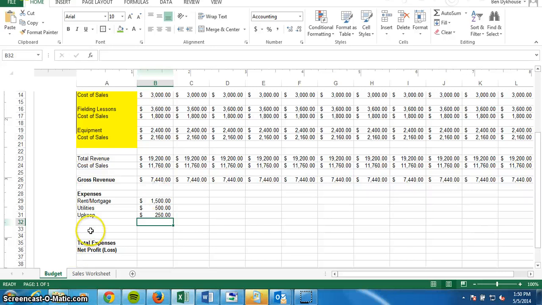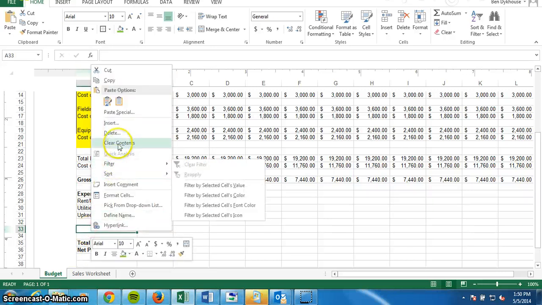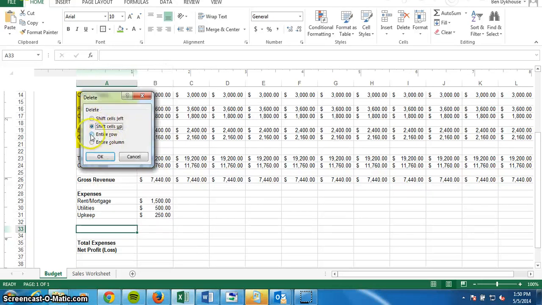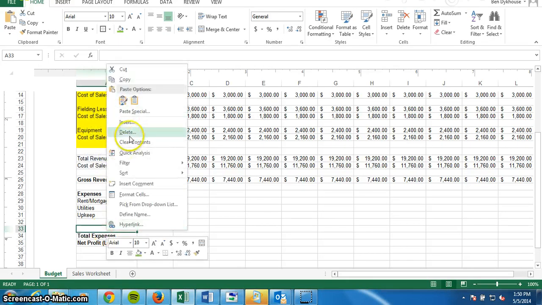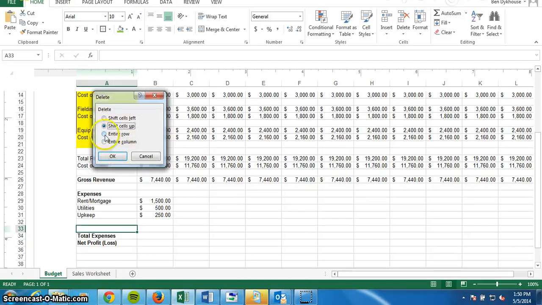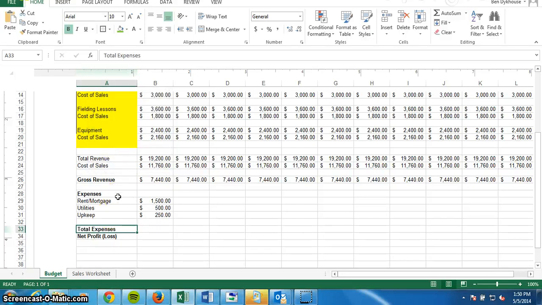I'm going to delete some extra rows because we're going to take it easy on the expenses. So I'm just going to delete 2 rows. I'm going to leave 1 because I like my sheet to be clear. So I'm just right-clicking, choosing delete, and then choosing entire row. And I'm getting rid of those. All right.